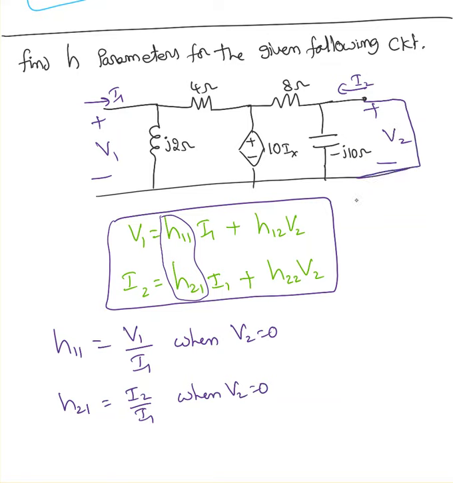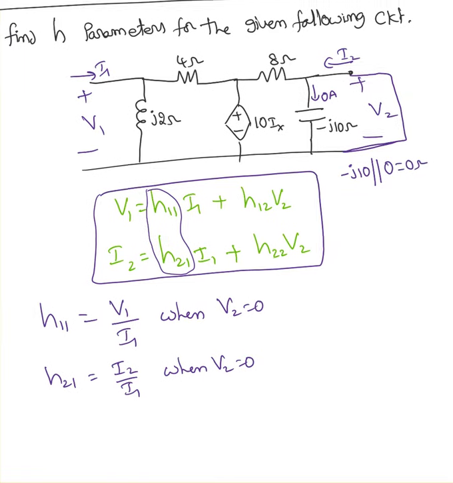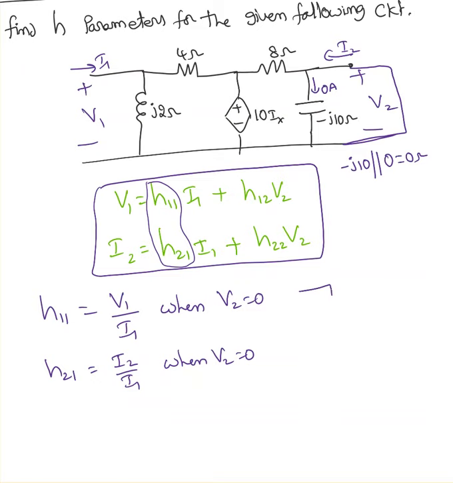Now you can clearly see minus J10 parallel with 0. So we are sure no current is going to pass through that because it is short circuited. So I can eliminate that. So my circuit is going to look like this. By the way, I forgot to put Ix right here. So my circuit is going to look like this.